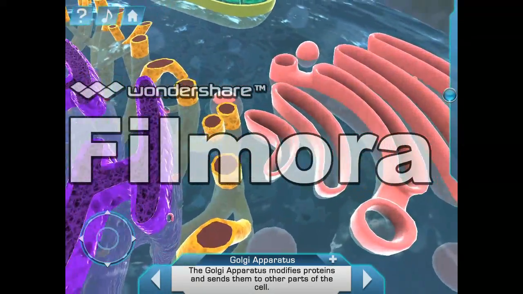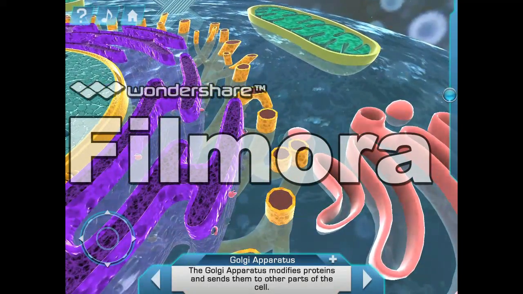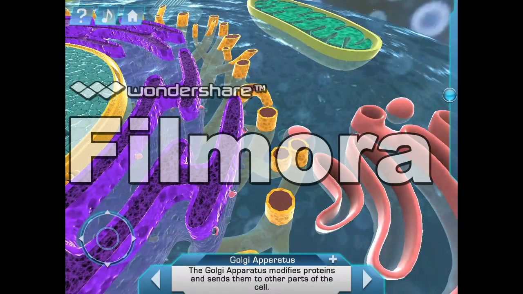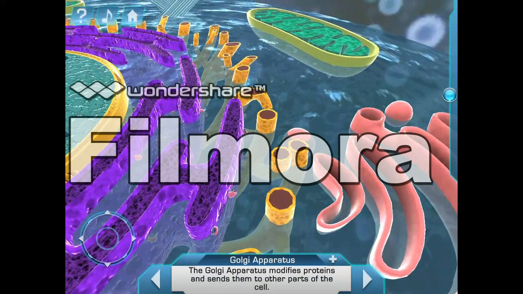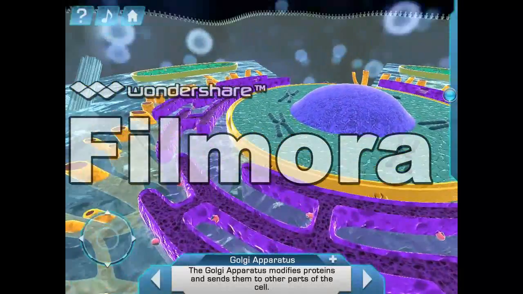And now we're going to take a look at the proximity. Notice the proximity between the endoplasmic reticulum and the Golgi body. This is so that it is a short distance for synthesized things to be sent.